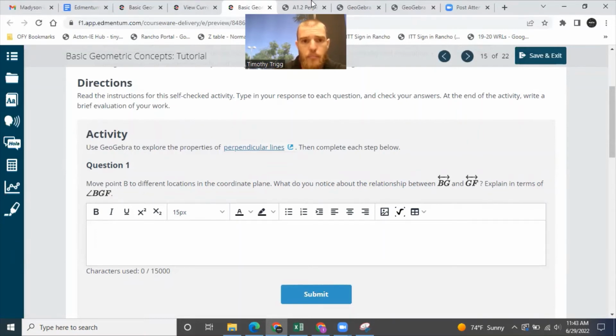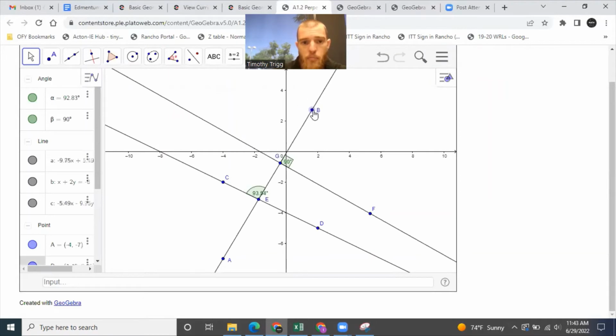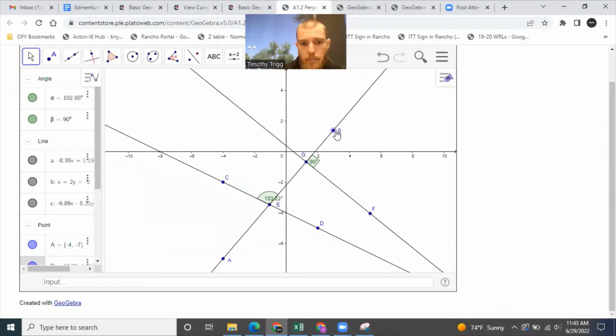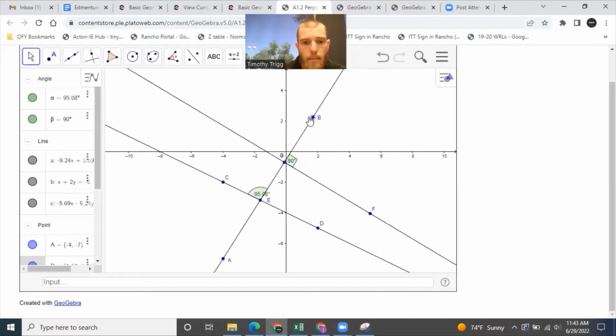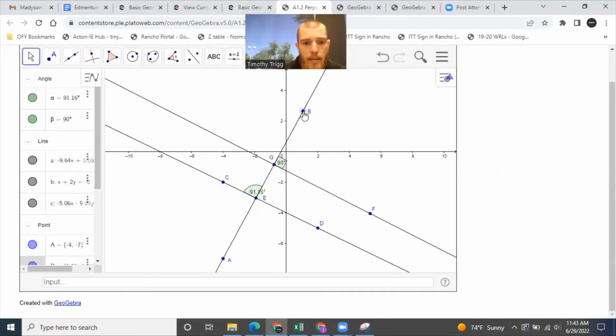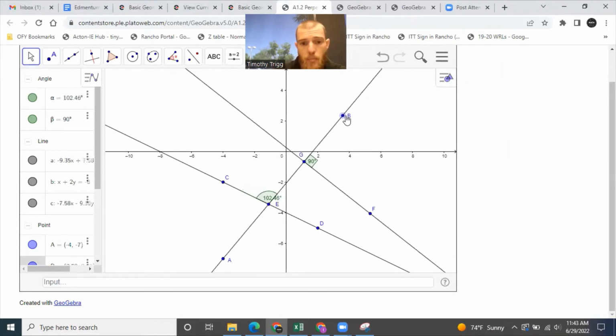BGF. So let's look at angle BGF. Well, that's this angle right here, this 90 degrees. So when I move point B around, we could see that BGF remains a 90-degree angle, meaning that AB is still perpendicular to FG, no matter where we move it.